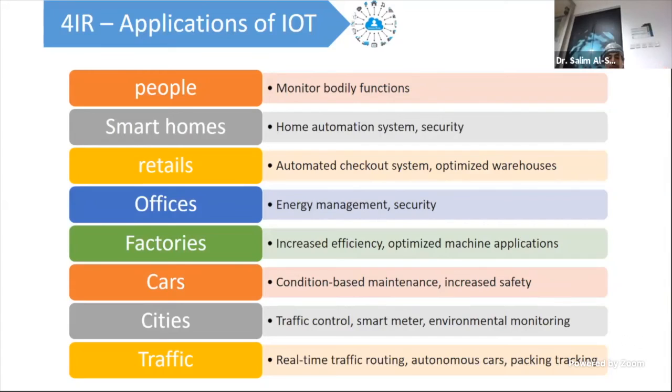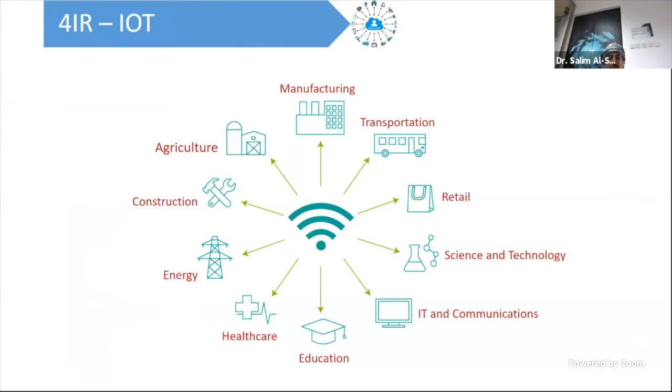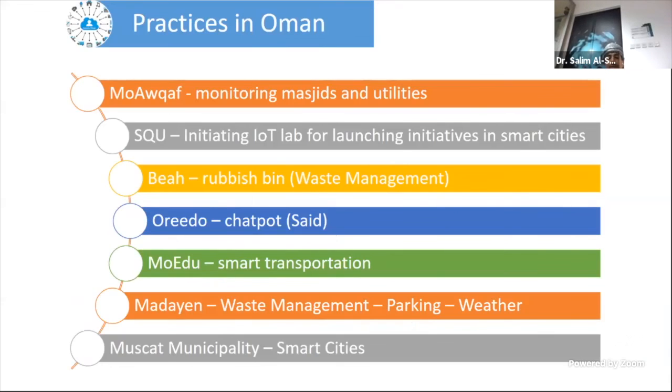The applications of IoT: people, smart homes, retail, offices, factories, cars, cities, traffic, and we have lots of examples regarding this. And the same here: in Oman, how have all these technologies had an impact and empowered some places? We have, for example, the Ministry of Awqaf. It implemented IoT to monitor mosques and utilities. This is IoT. It will check if there is no movement inside the masjid or inside the building.